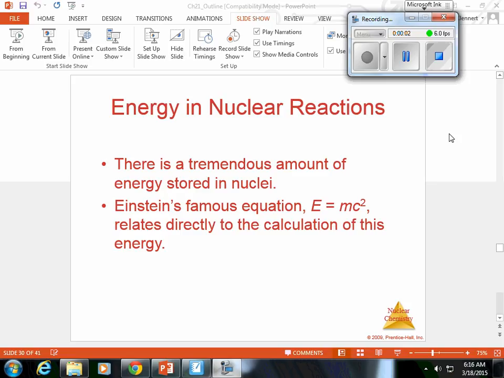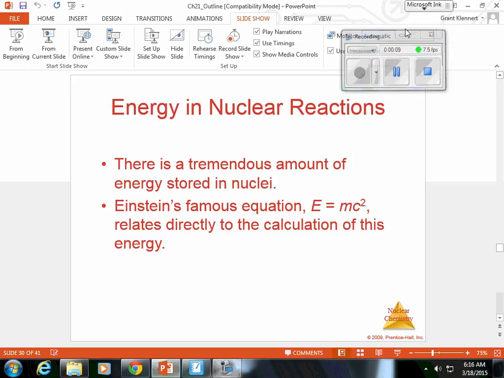All right, 21.2. I'm going to expose you real quickly to a couple terms in nuclear chemistry that kind of run your daily lives. So, if you're labeling, 21.2 would be energy in nuclear reaction. If we look at a chemical reaction, there's a tremendous amount of energy stored in the nucleus of any atom. Remember, Einstein's famous equation E equals mc squared relates directly to the calculation of this energy.